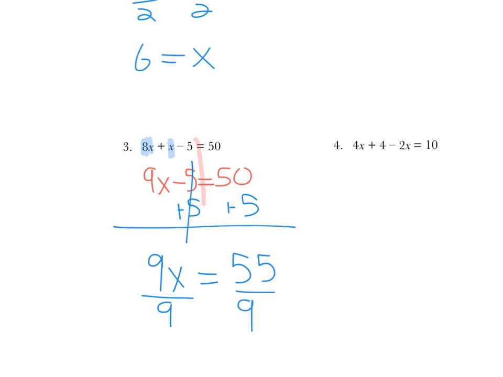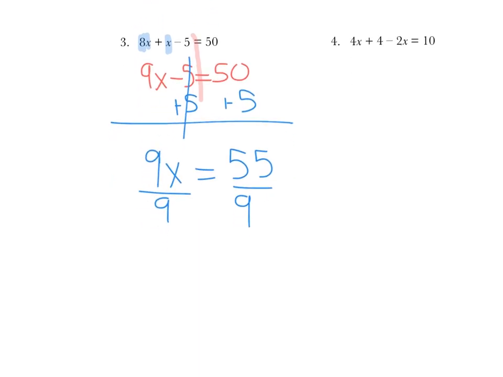This one doesn't come out as nice as we like them to, but we will live. 9x divided by 9, that's just going to give us plain old x. 55 divided by 9 doesn't come out clean. You're welcome to leave it like that, or if you prefer, 6.1 repeating is fine as well.